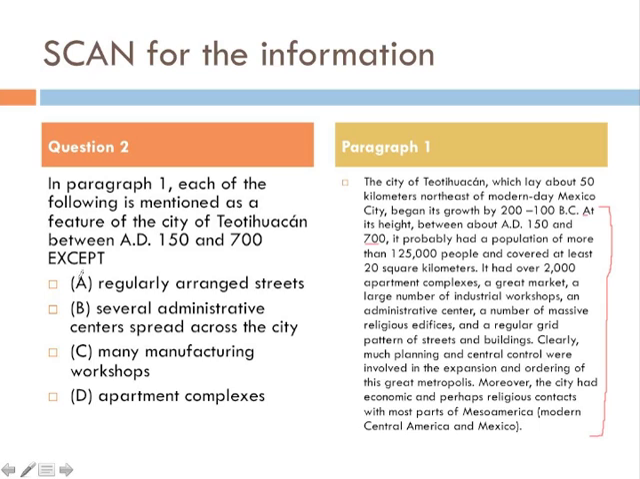So as we go through, let's see if we can find this information and see if we can eliminate it. So for example, does it mention something about regularly arranged streets? Well, again, we have to look and find information that is similar, maybe not necessarily the same. So take a moment and scan through and see if you can find it. If you can find it, then we can eliminate it. Well, if you notice in this particular sentence, it does mention a regular grid pattern of streets and buildings. So it does seem that there was a lot of planning going on in this city. So in this case, we can eliminate A.